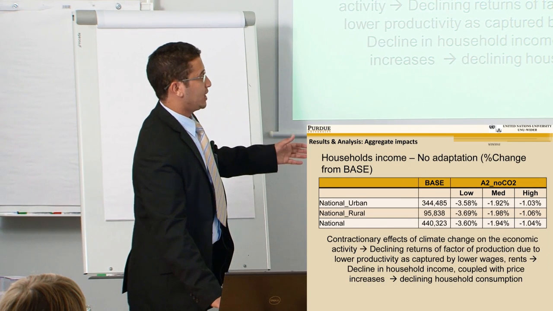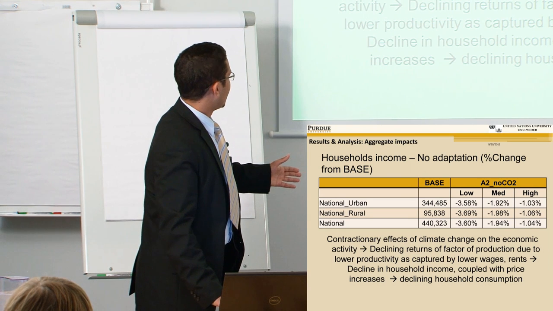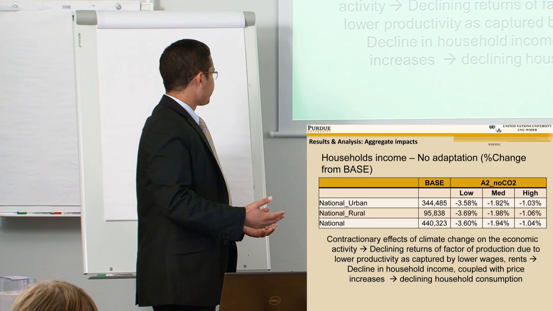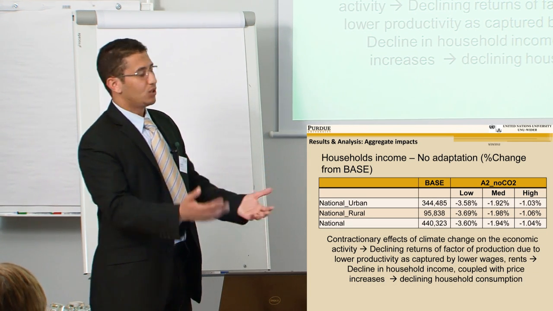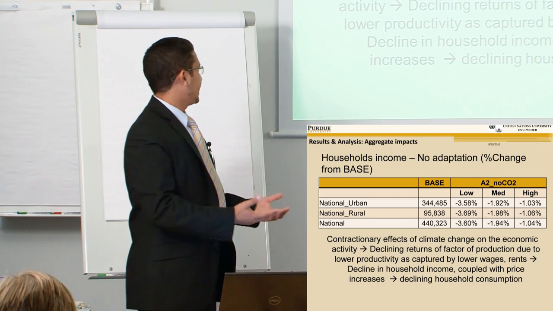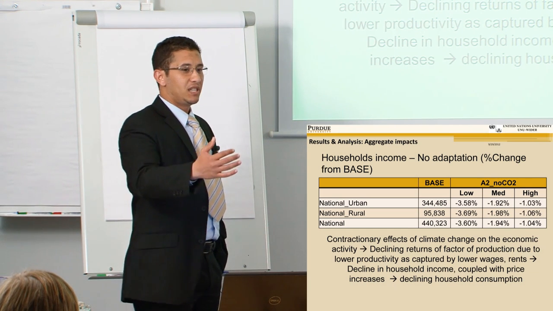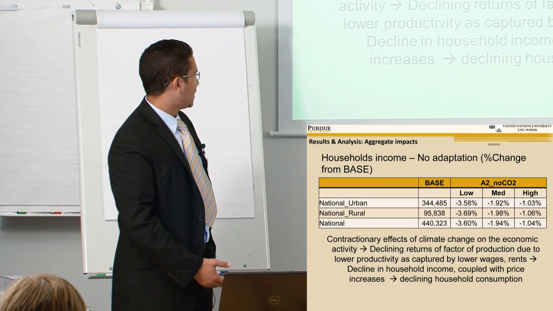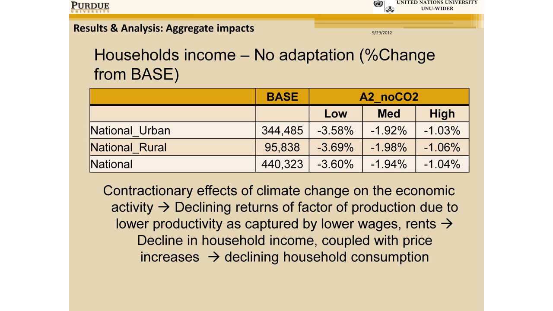This is just the impact on income. What we would expect is, as the economy shrinks, there is some decline in returns to factors of production, which translates into lower wages. This translates into losses of household income. And if we couple that with the price effects from reduced supply, from reduced production levels, it translates into a decline in household consumption, which affects welfare.